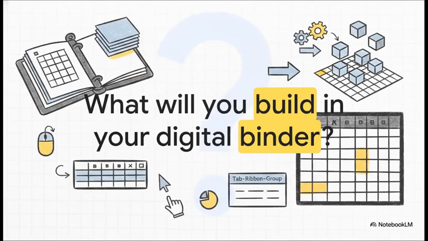So there you have it. By breaking the software down this way, knowing that a workbook holds worksheets, those worksheets consist of coordinate-mapped cells, and those cells are controlled via a strict tab ribbon group hierarchy, the interface stops being just an intimidating sea of blank boxes. It suddenly becomes a highly structured, totally predictable object model. Now that you actually possess the map to this platform, what will you engineer within your digital binder?